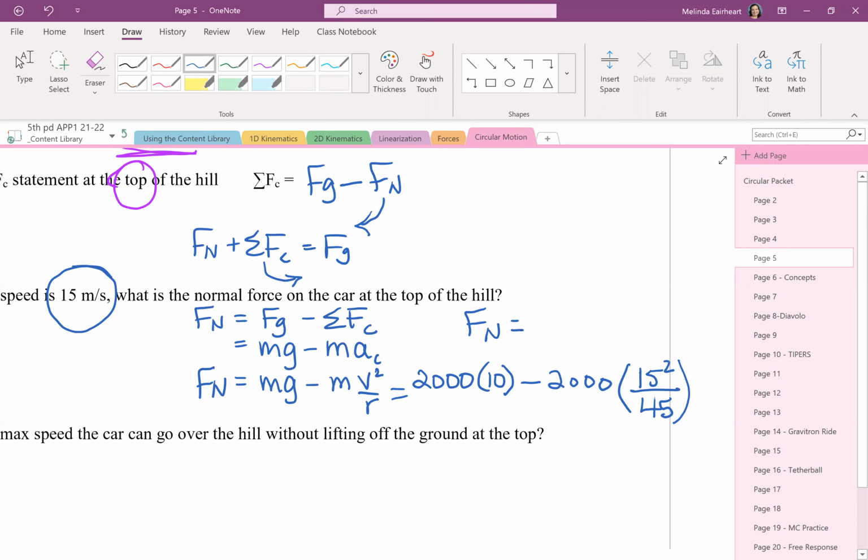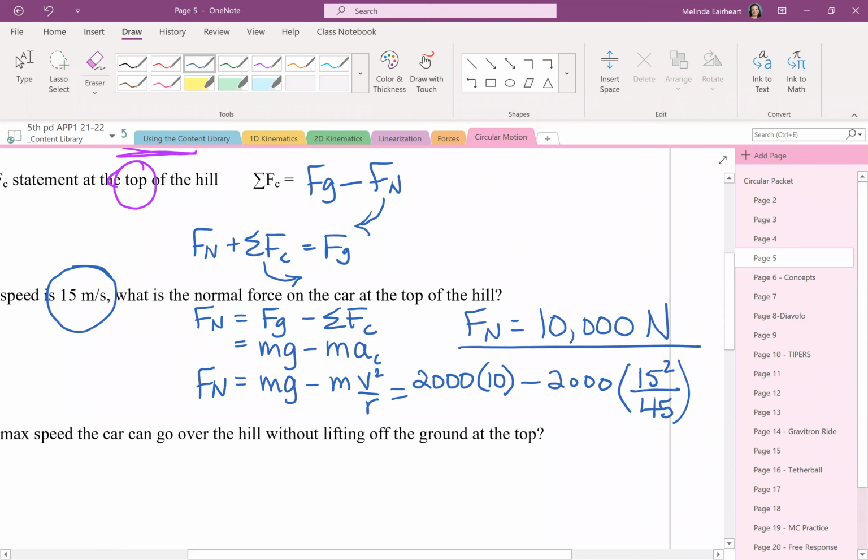Let me know what you get. 10,000 even, okay. And so 10,000, that tells me that your centripetal force was 10,000 too. The SI unit for normal force is Newton, and so that's the answer right there. Everyone okay? Okay.